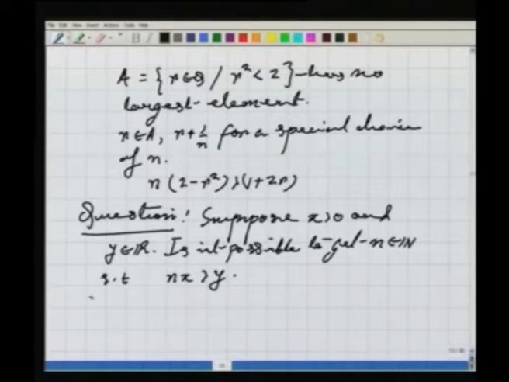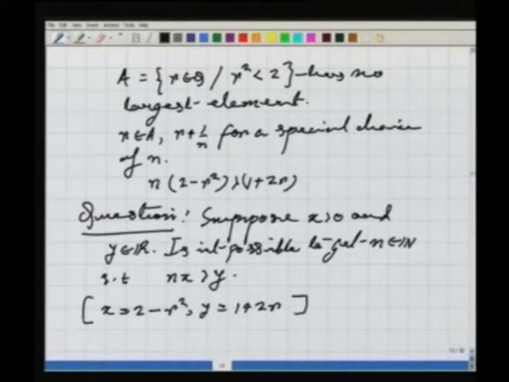For example, I have already shown that if x equals 2 minus r square and y equals 1 plus 2r, I can manufacture some such n. But now I am generalizing. Suppose x is an arbitrary positive real number that is no longer a rational number, and so is y. Is it possible to get a natural number n such that this happens? Well, we will see that yes, that is the case. So, let us try to prove it.